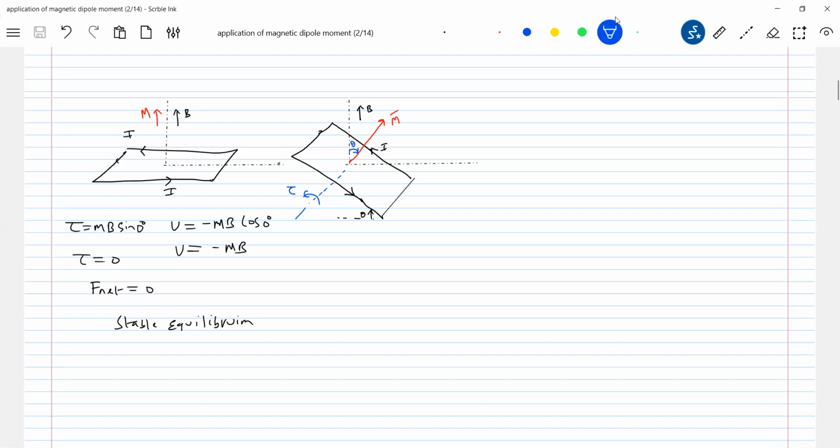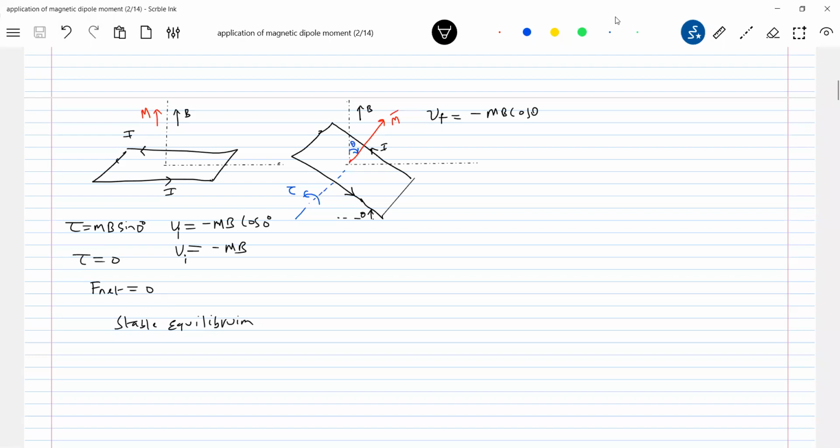Tell me, to displace this loop, what is the initial energy? Minus MB. To displace this loop, I have to do work, no? Now it is minus MB cos theta. Tell me, did the potential energy increase or decrease in the second diagram? It increased. It was minus MB, and now it becomes a lower negative value.